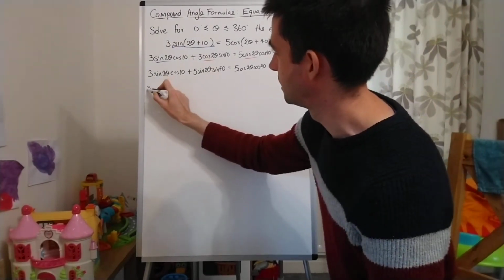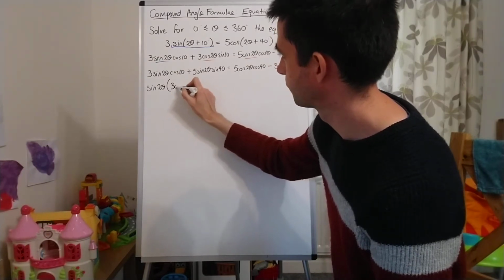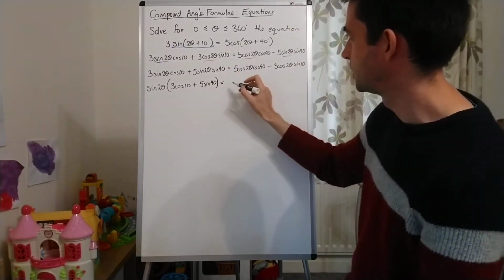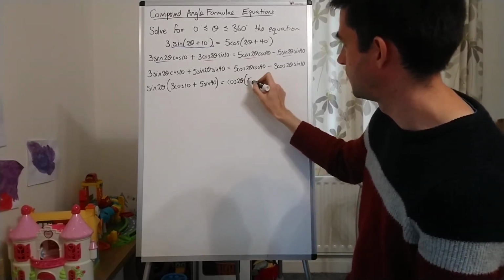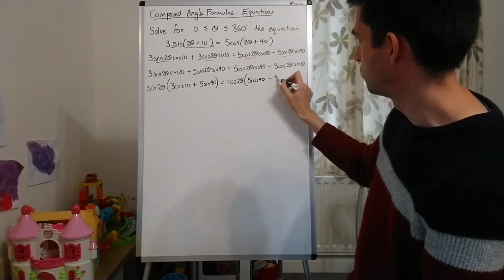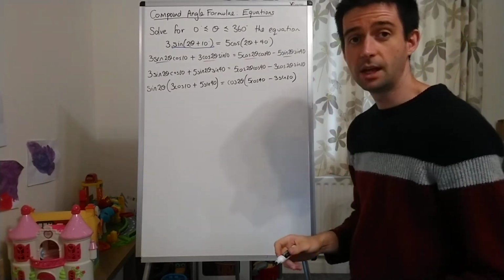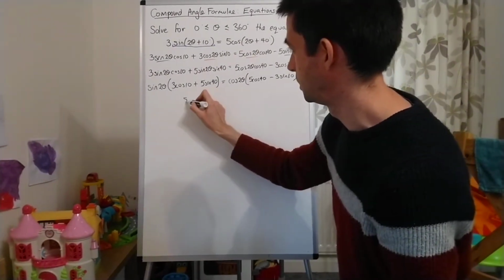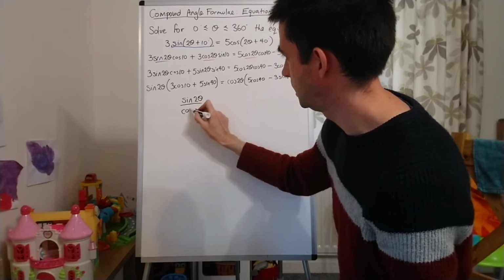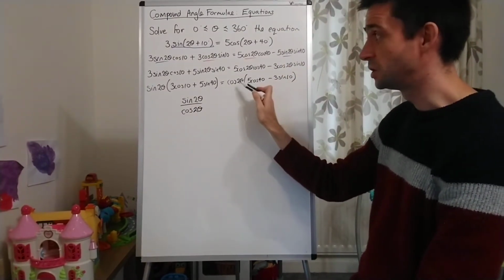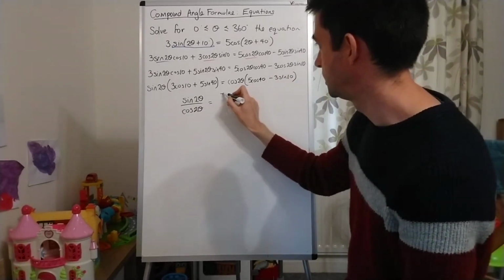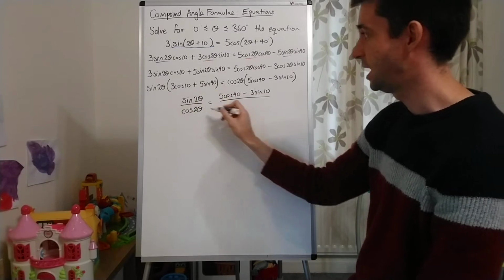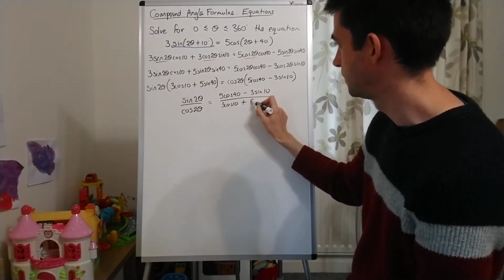So on the left hand side I'm going to write sine 2 theta bracket 3 cos 10 plus 5 sine 40, and on the right hand side I'm going to write cos 2 theta and then bracket 5 cos 40 minus 3 sine 10. And just like the previous video, that's a number, that's a number. I want to create sine over cos, so I'm going to write sine 2 theta over cos 2 theta. That's dividing both sides of the equation by this cos 2 theta. And that's going to equal this number here, 5 cos 40 minus 3 sine 10, over this number here, 3 cos 10 plus 5 sine 40.